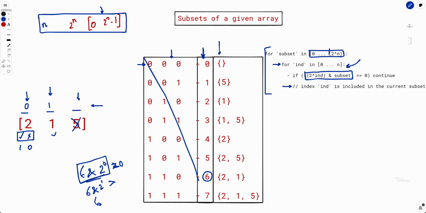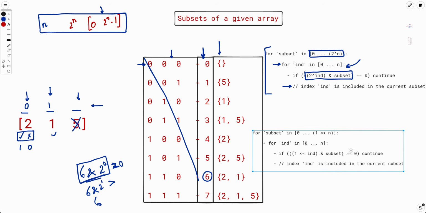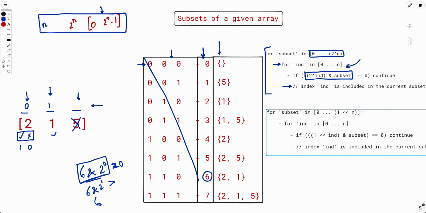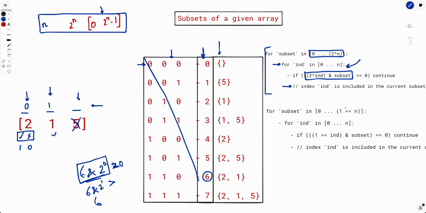Now notice 2 to the power n. Every time you will not want to calculate 2 to the power n, right? Because that is tedious. So there is a simple way to calculate 2 to the power n, that is 1 left shift n. This is just another binary operator, left shift, which we can use to find 2 to the power n easily. So instead of 2 to the power n, we will just say 1 left shift n.